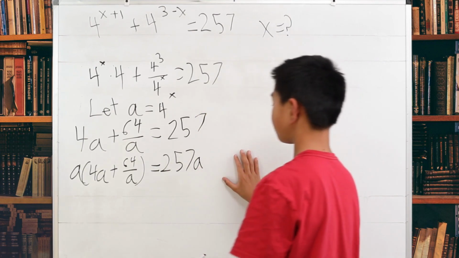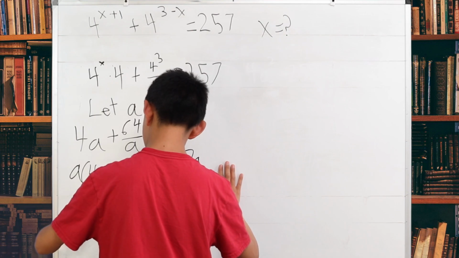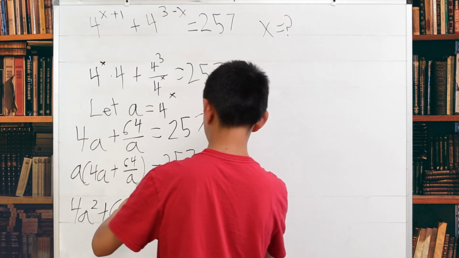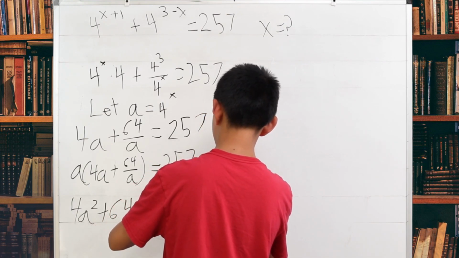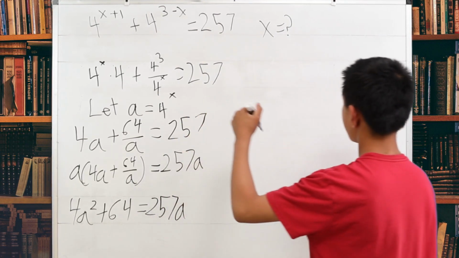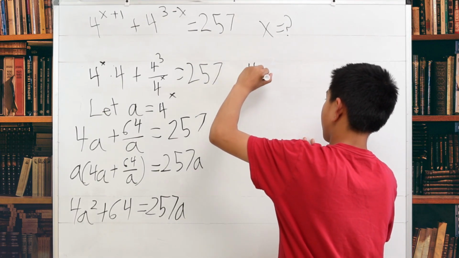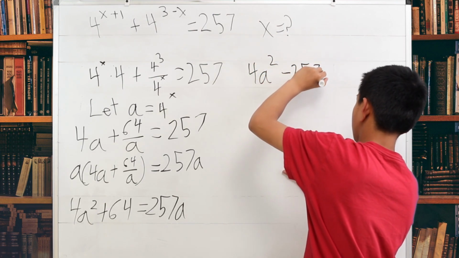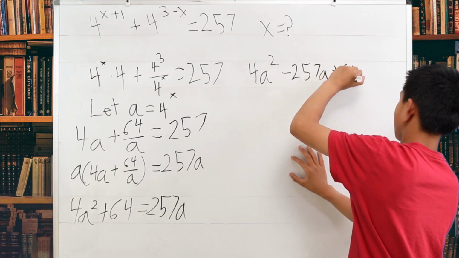This down here, it's just going to be 4a squared plus 64, since those a's cancel out, which is equal to 257a. Now, we can get a quadratic equation from this by subtracting 257a from both sides. Like so, 4a squared minus 257a plus 64 is equal to 0.